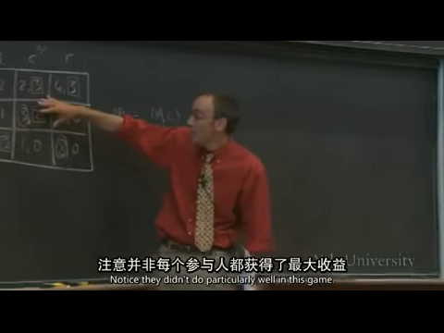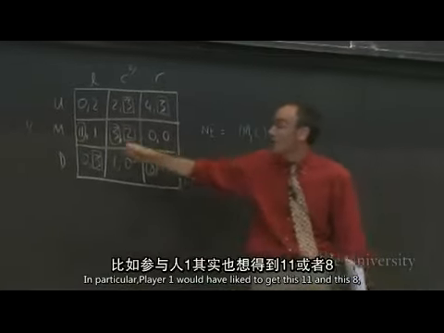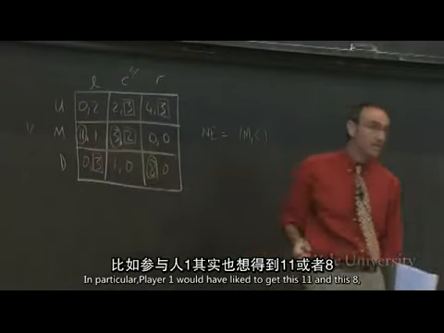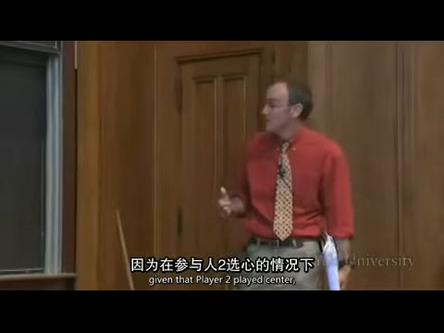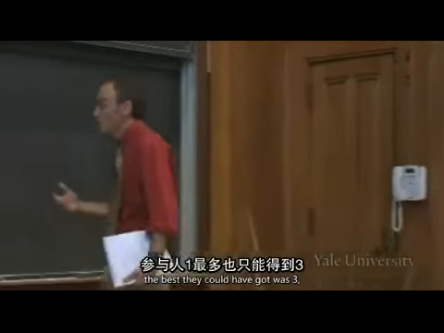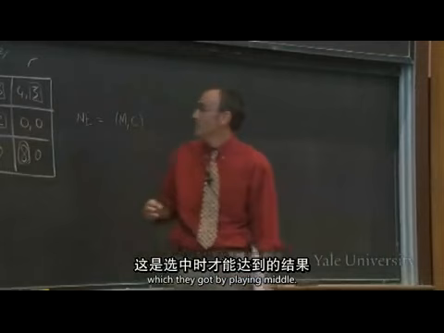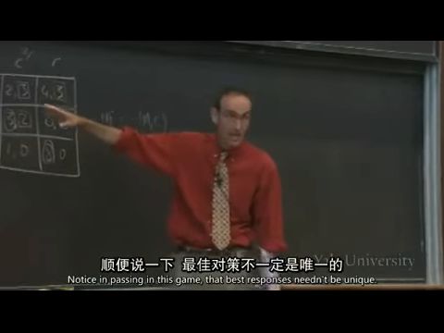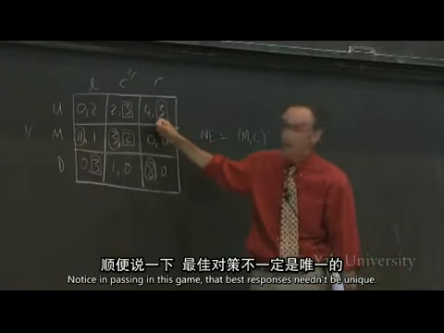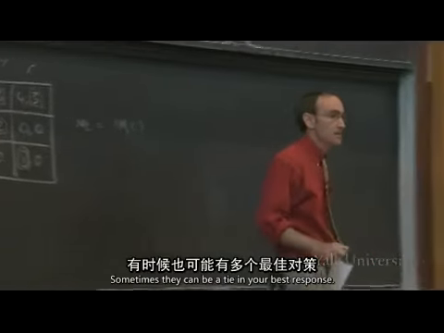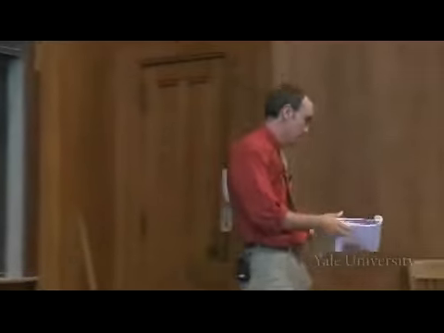Notice they didn't do particularly well in this game. In particular, player 1 would have liked to get this 11 and this 8. Right? But they don't regret their action because given that player 2 played center, the best they could have got was 3, which they got by playing middle. Right? Notice in passing in this game, that best responses needn't be unique. Sometimes there can be a tie in your best response. Okay? That can happen.